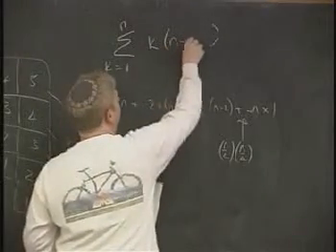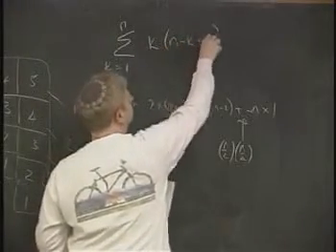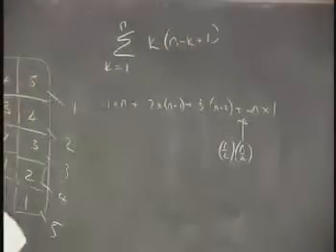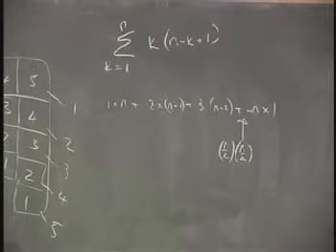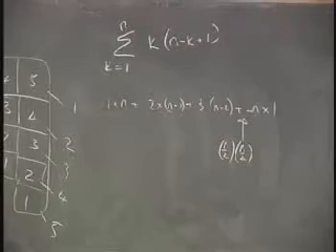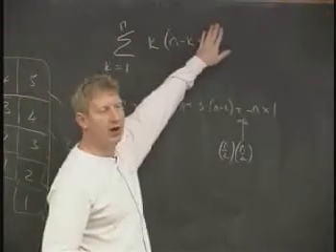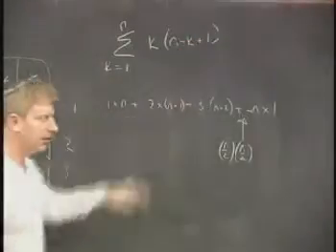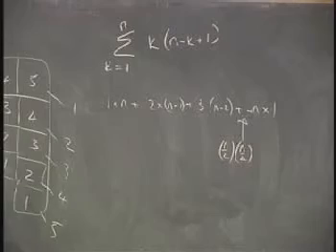N minus k plus 1. Now that I've said that, in this situation here, I'll just leave it. The truth is that we can get rid of the 1 and make it a little easier. But I'll leave the 1 in there. Let's just do it.